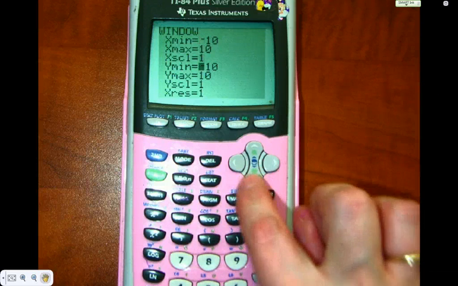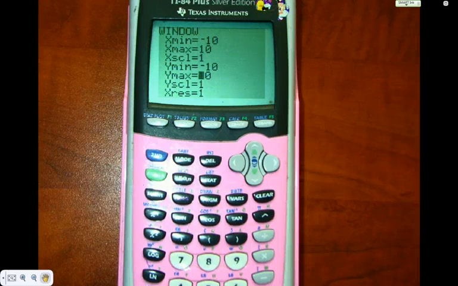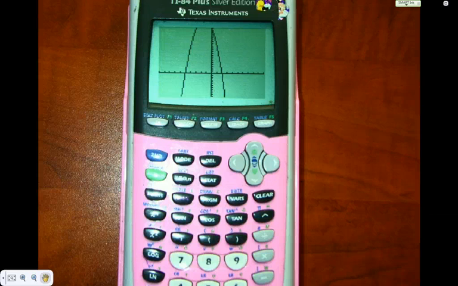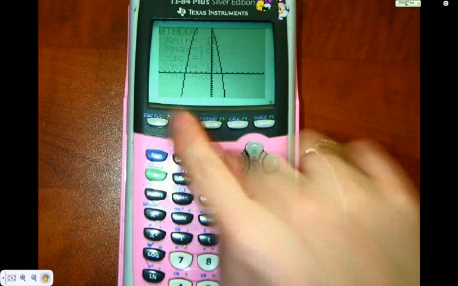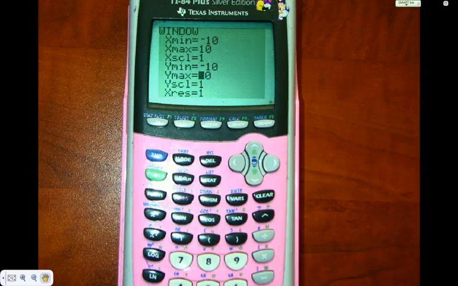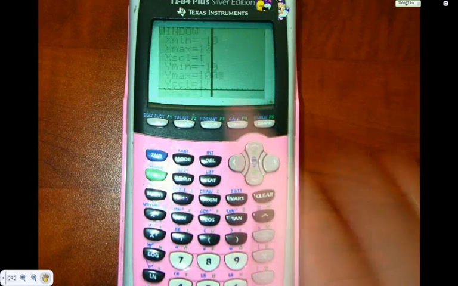So I'm just going to bump down to y max. Give me a value that you think is going to show us the top of the parabola. 20 was the first number I heard. Okay, then I'm going to hit graph to go back to the graph, and let's see if we can have a clear picture. Nope, still can't see the top, so back into window, back down into y max. Okay, 100. Okay, hit graph.